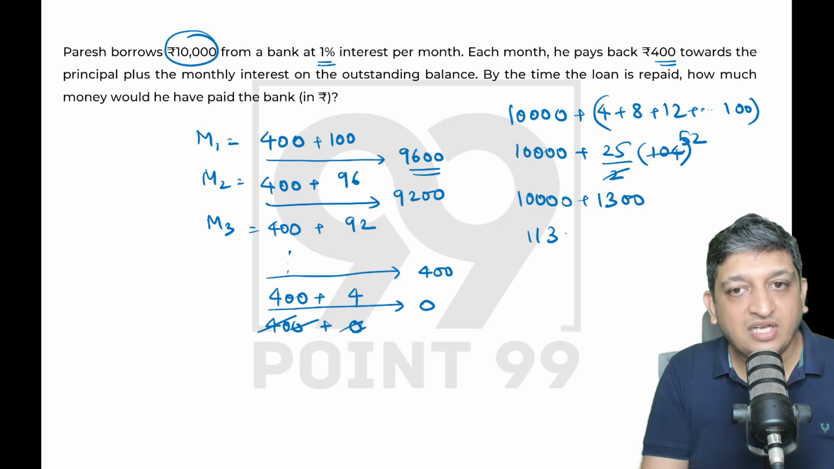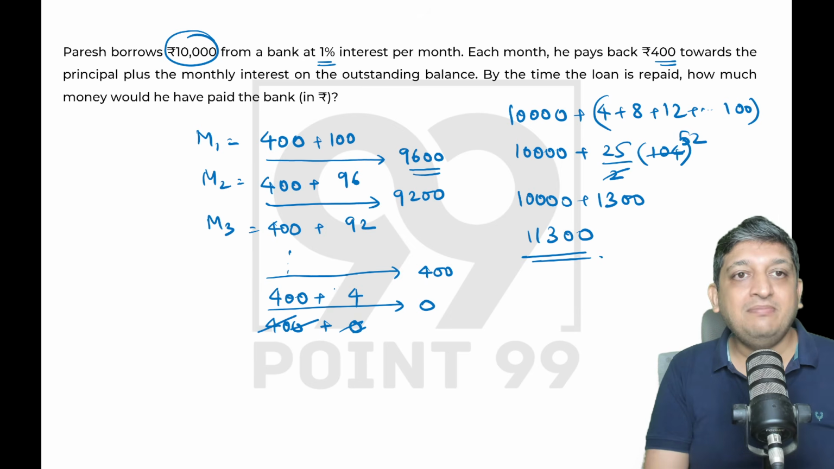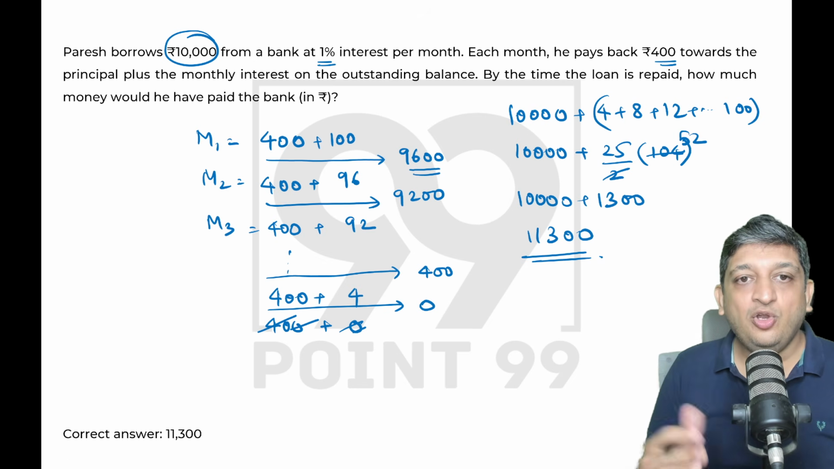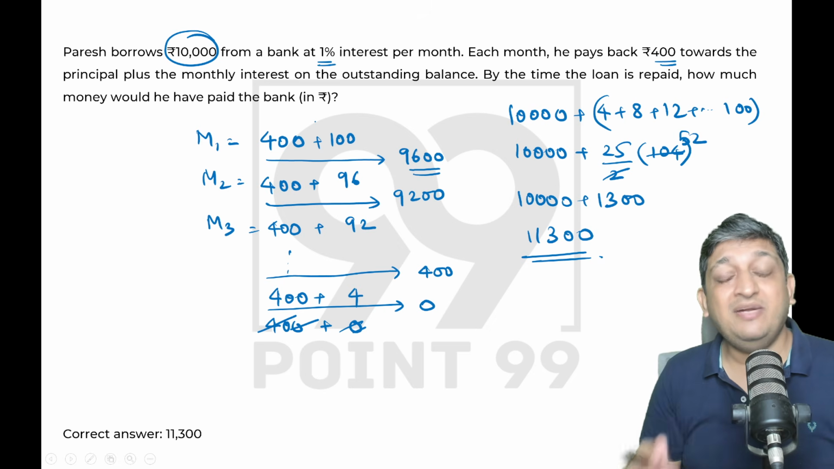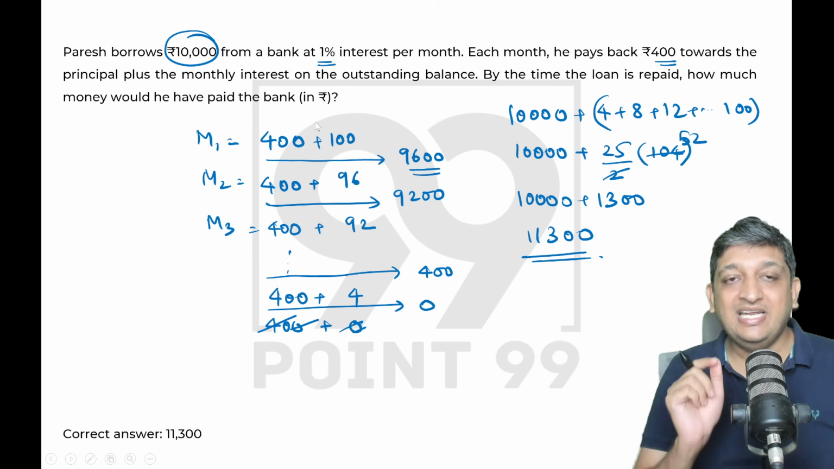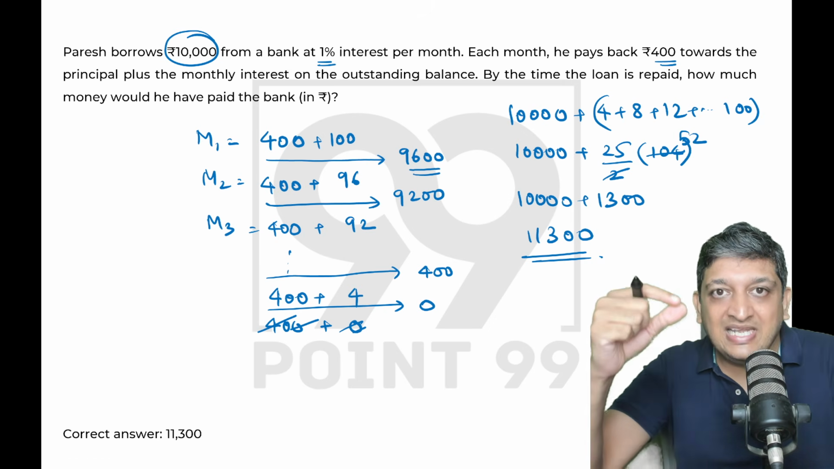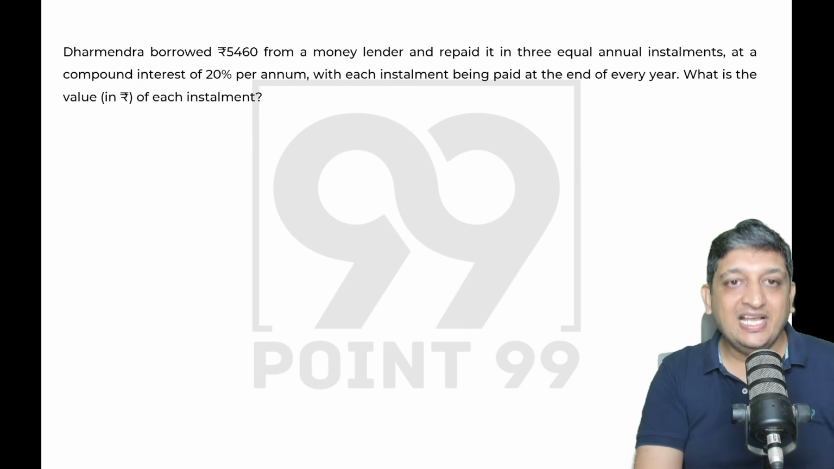So my total, or Paresh's total amount that he is going to pay back to the bank, is going to be 11,300 rupees. It's very important. A lot of people will think that it is 25 into 500 and 12,500, but that is not the case. It is going to be 11,300 because as the months progress, Paresh will owe lesser and lesser amount to the bank. Now let's look at the last question that we have.